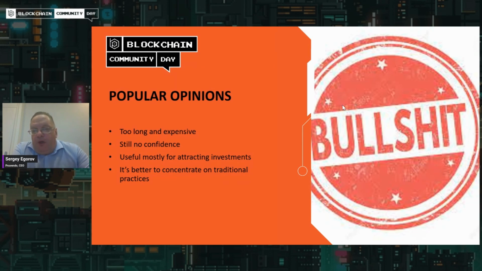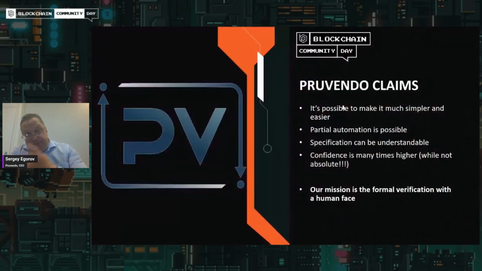So the quality of such an activity is sometimes pretty low. But our team, Pruvendo, we claim that formal verification is a really great thing if it's done correctly. And our goal is to create formal verification with a human face. So to give an ability to do it easy, fast, cheap, and understandable. Actually, it's what we're doing.